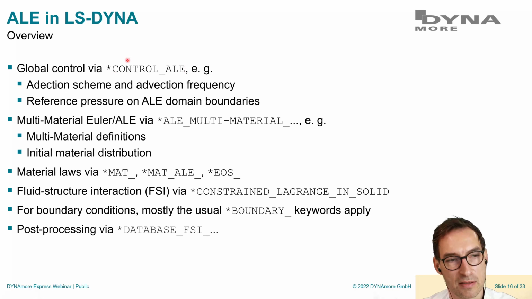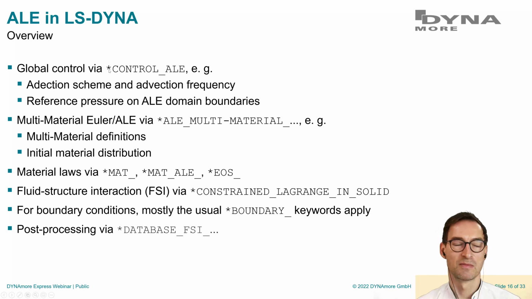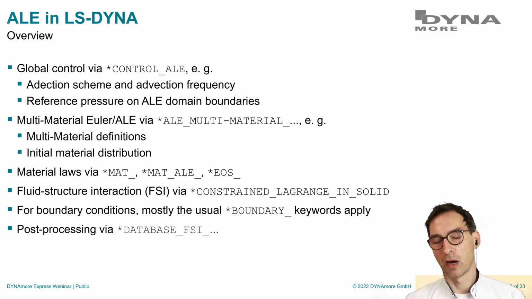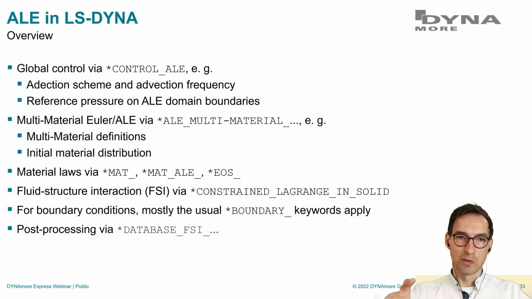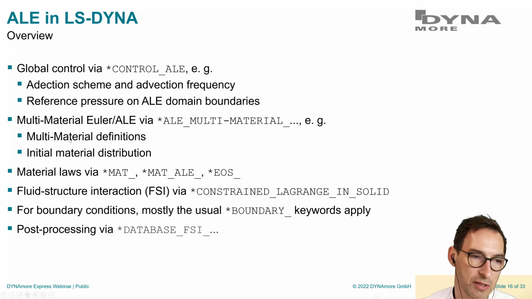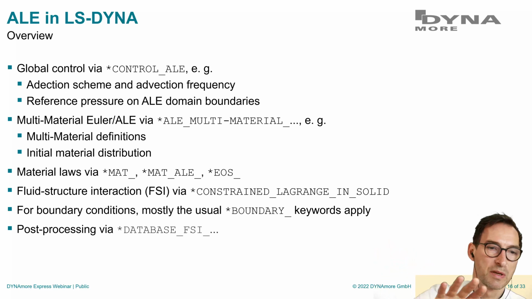The first one is called a controls keyword, to change some general settings of the LE method. For instance, what kind of method I'm going to use for the advection step, how I'm dealing with reference pressures which are outside of the LE domain. If I have multi-material LE, there's a set of keywords dealing with multi-material, which are always ALE_multi-material for the multi-material definitions. You can set the initial multi-material distribution, so in which part of my domain is what material.